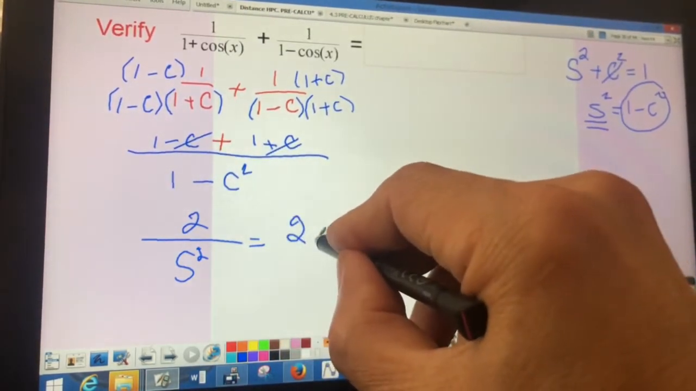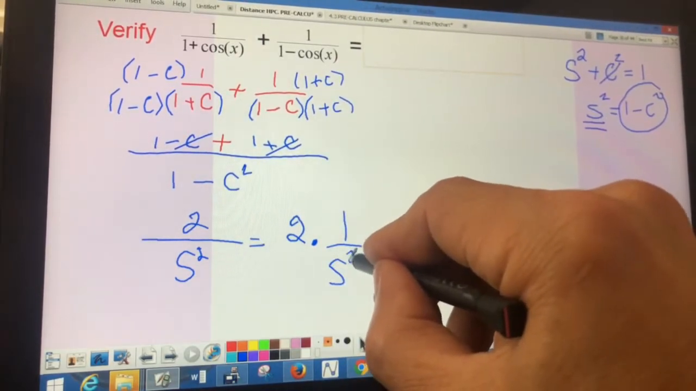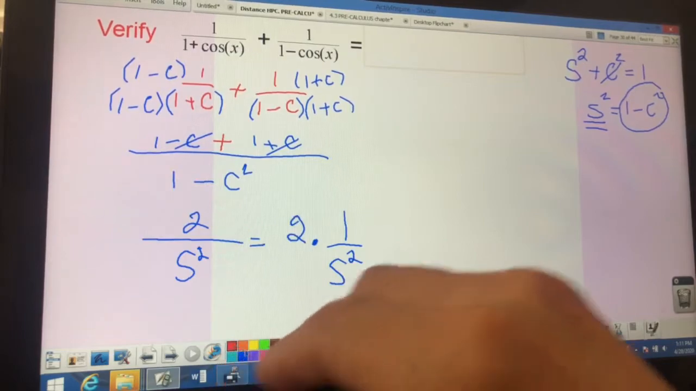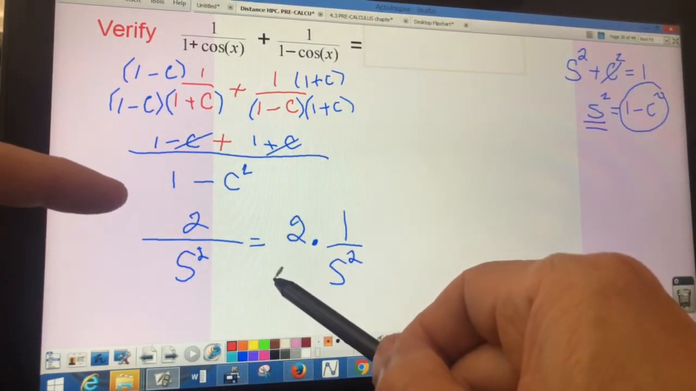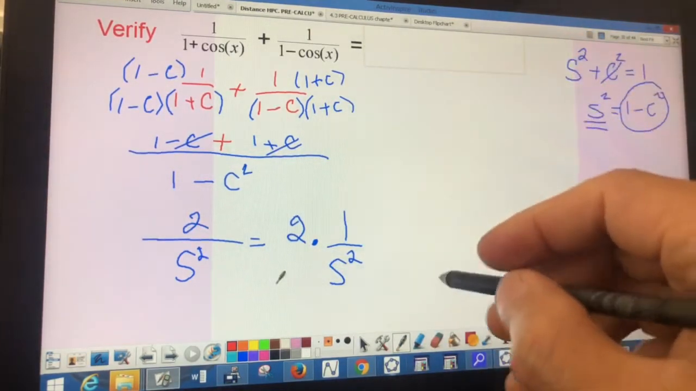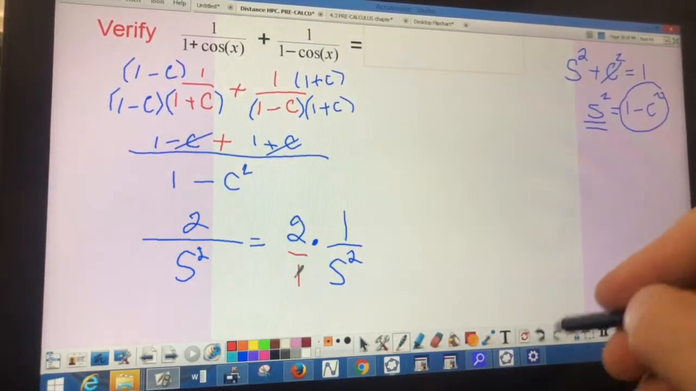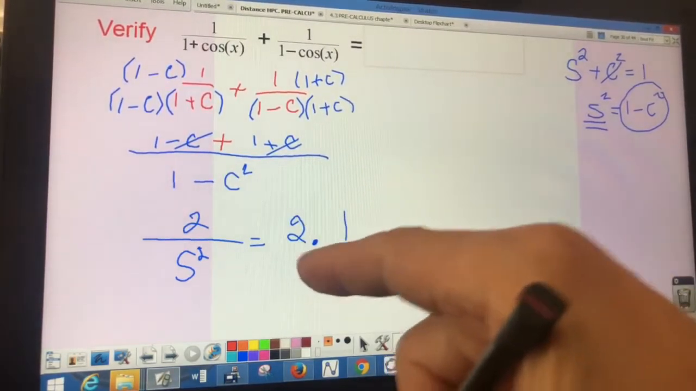This is 2 times 1 over sine square. Okay, for those of you guys that are not familiar with breaking up fractions like this, it's like sliding out your 2 this way and then slide the s square back here. So that's how I see it. Because it's the same thing. You can put 1 there or no 1 there. Okay? All right, so that 2 sits there.